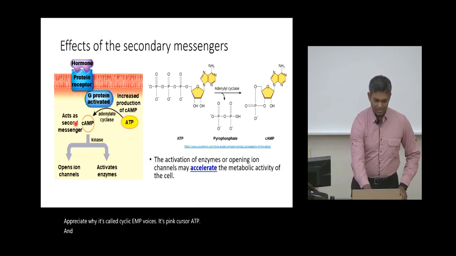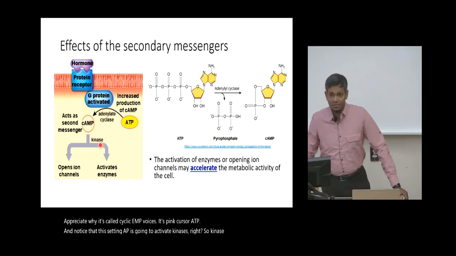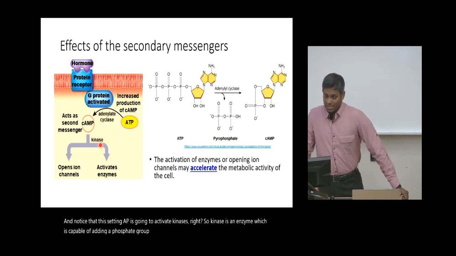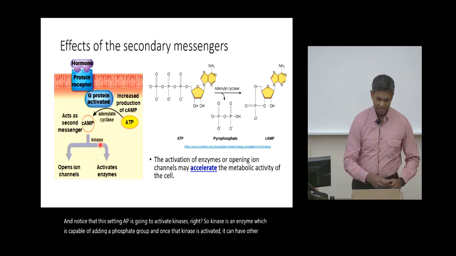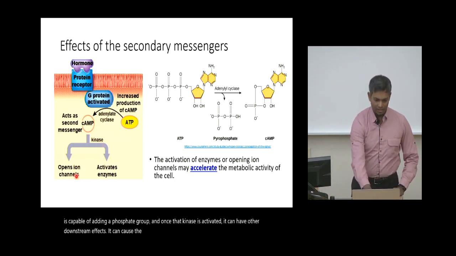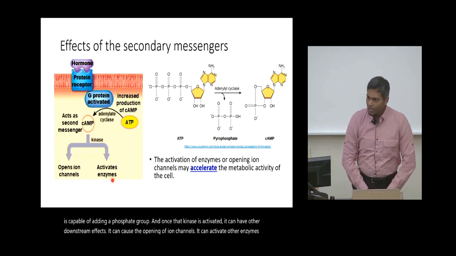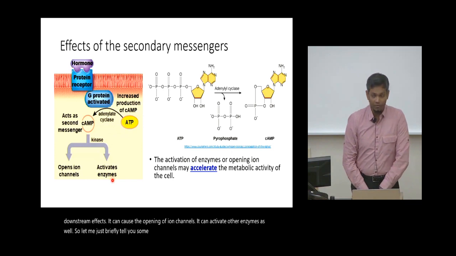And notice that this cyclic AMP is going to activate kinases, right? A kinase is an enzyme which is capable of adding a phosphate group. Once that kinase is activated, it can have other downstream effects. It can cause the opening of ion channels. It can activate other enzymes as well. So let me just briefly tell you something about the opening of ion channels.